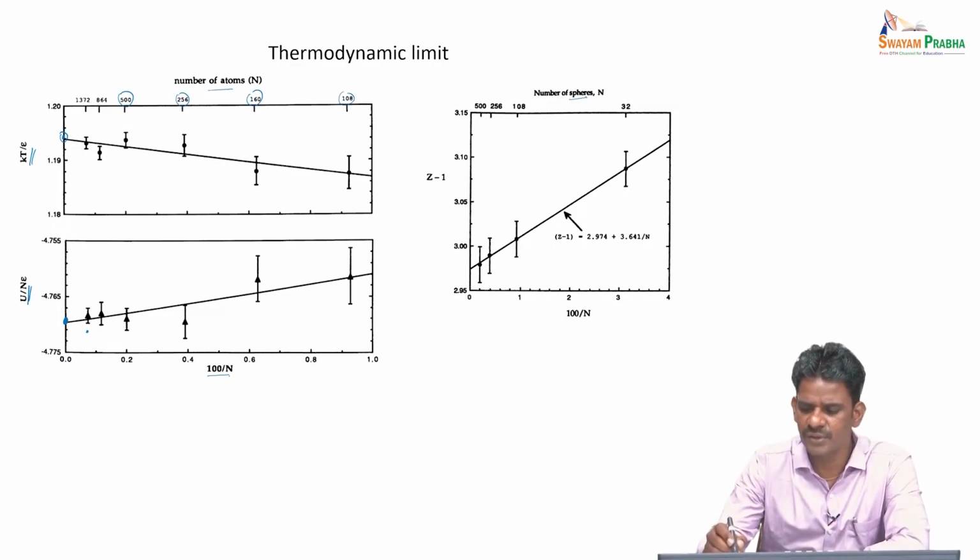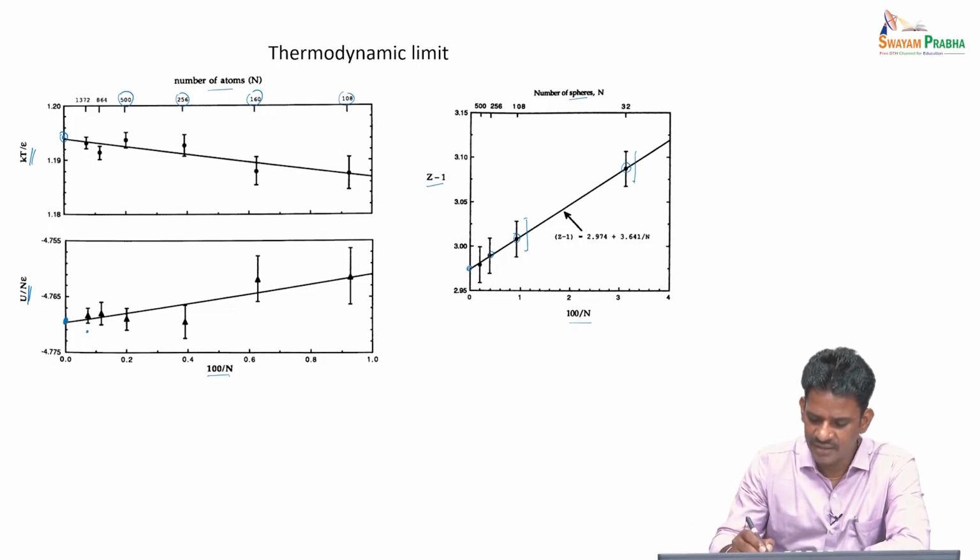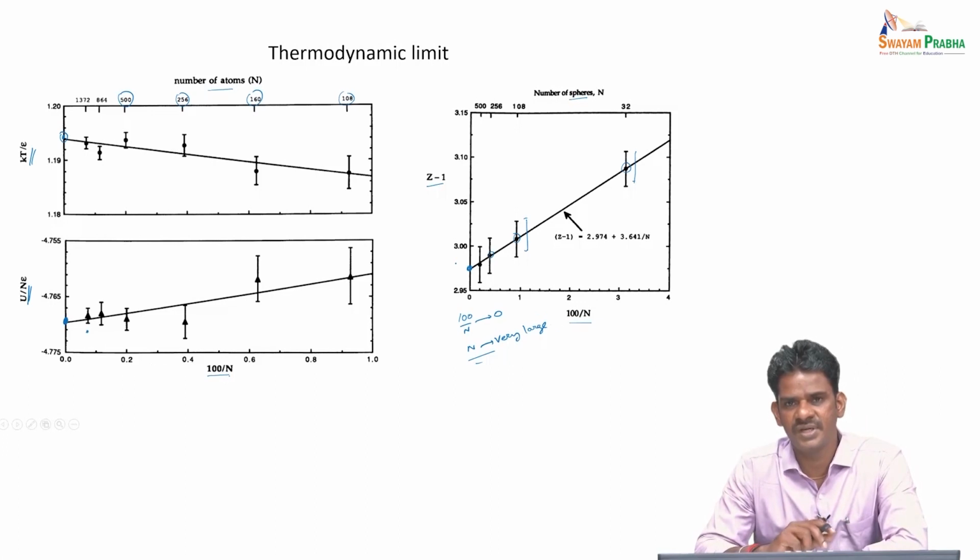The same thing is shown here also, where we find the compressibility factor as a function of 1 by N or 100 by N. We do measurements with different particle sizes, and you can see there is also an error estimate from some of the methods we discussed before. Then we extend this line all the way up to 100 by N tending to 0. This will happen when N is very large. This way we can eliminate the system size dependence on the simulated results.